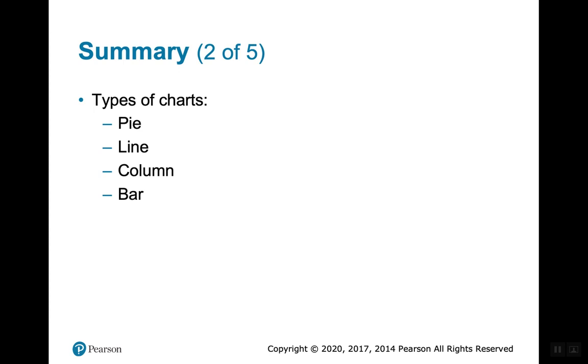Different types of charts, whatever. This is all built-in stuff. So pie charts, line charts, column charts, bar charts, then some more specialized ones: scatter charts, area charts, combination, and sunburst. Those are kind of more specialized presentation kinds of charts.